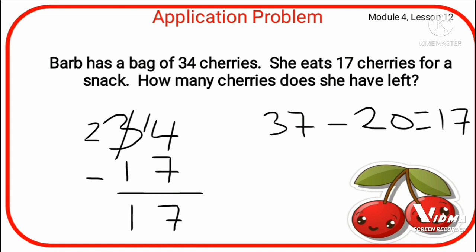If we use a 10 from the 3 and remove 7 from it, we'll have 3, and 3 plus 4 is 7. In the tens place, we'll now have 2 discs of 10 left, so 2 minus 1 is 1. The answer is 17.